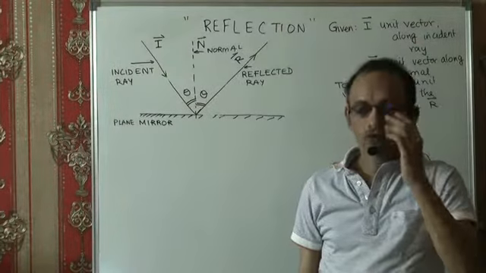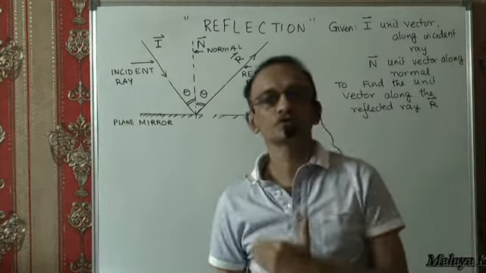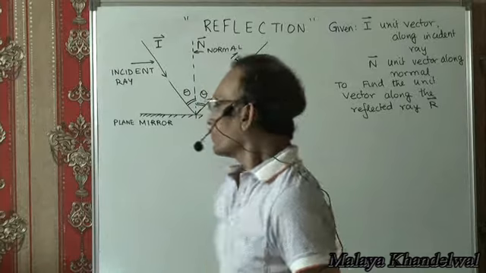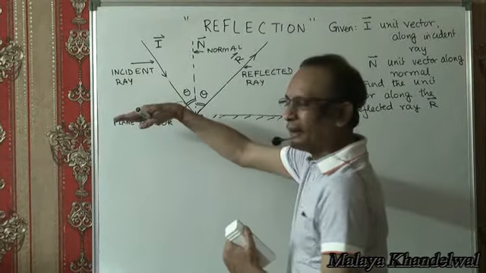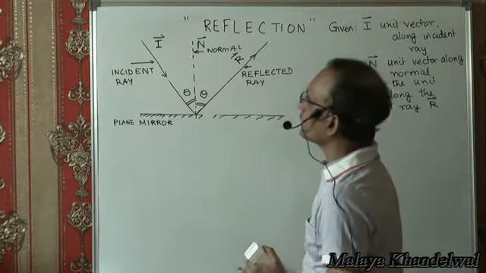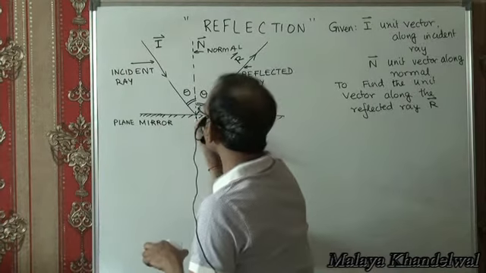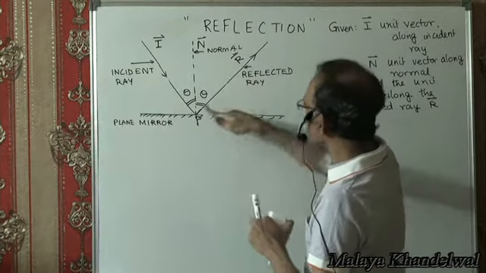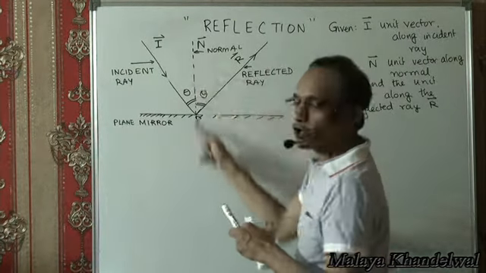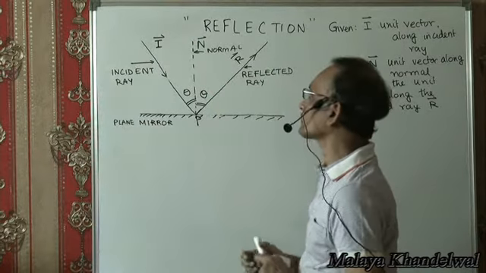Now, what we're going to discuss is a very important aspect of geometrical optics. What we have is a plane mirror, and there is an incident ray. This is the point of incidence, say P. This is the reflected ray, and this is the normal at the point of incidence.